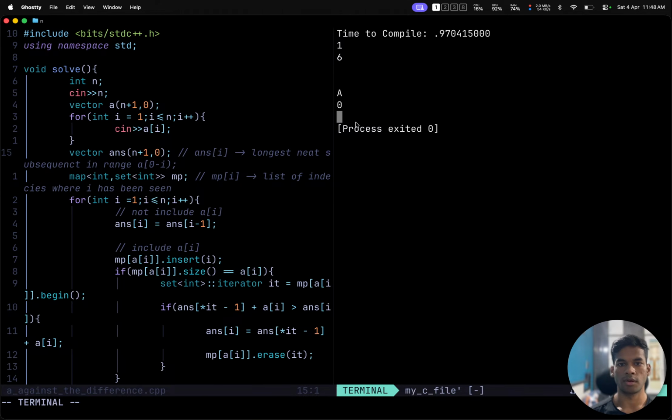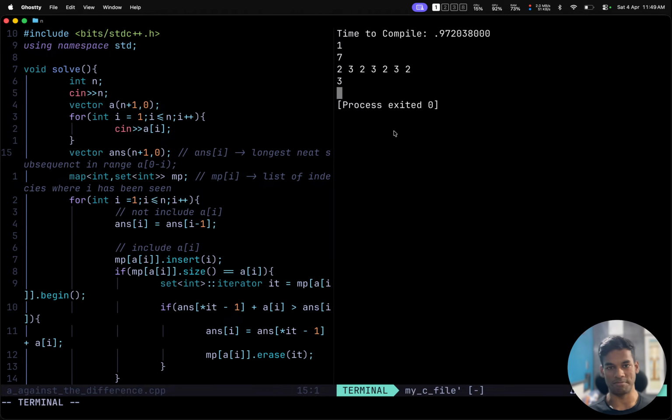Wait. One test case, 7, and 2, 3, 2, 3, 2, 3, 2. Here the answer should be 4. If we just remove all these 3's, we should have 4. Okay, we have a test case in which we are getting a wrong answer. We are getting the answer as 3 even when the answer is 4, because we can remove all these 3's and we would get the correct answer. But we don't.